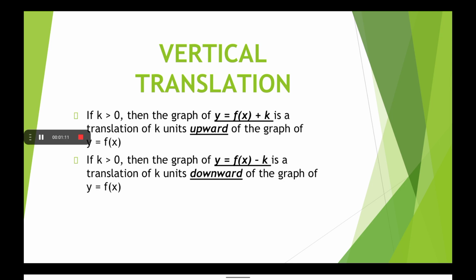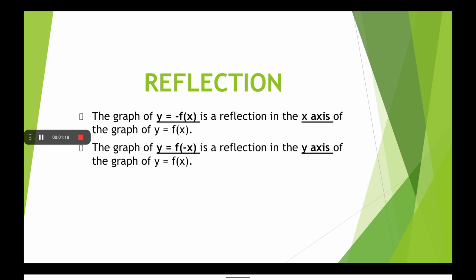The same procedure as in a horizontal translation. I hope you understand about the vertical translation. Let's move to another topic, that is reflection.